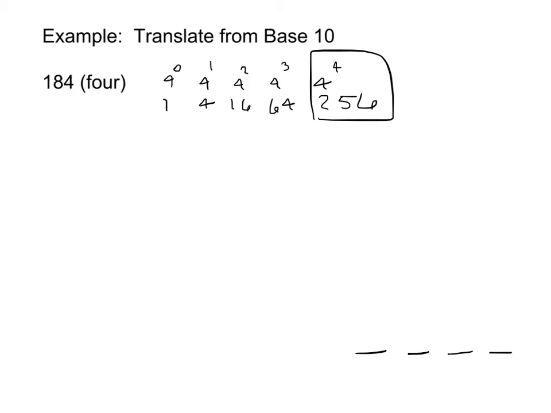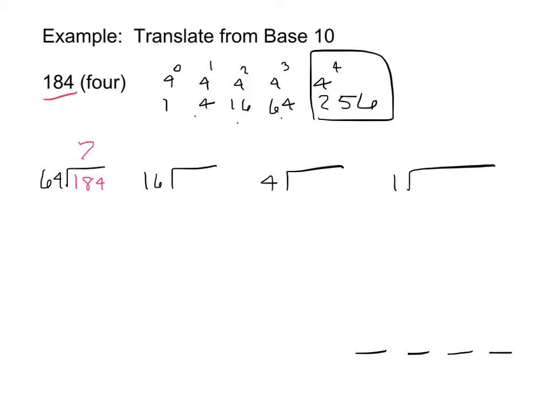Now we need to create a list of divisors. We're going to start with 64 and work our way down. So we divide by 64, then divide the remainder by 16, divide that remainder by 4, and divide that remainder by 1. Now it's time to fill in our numbers. We take our first number, 184, and put it in here. Take out your calculator and figure out what 184 divided by 64 is, and you get 2.875.